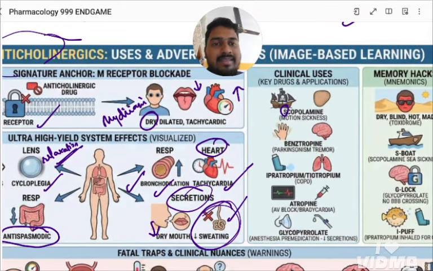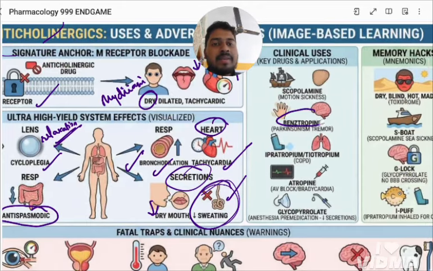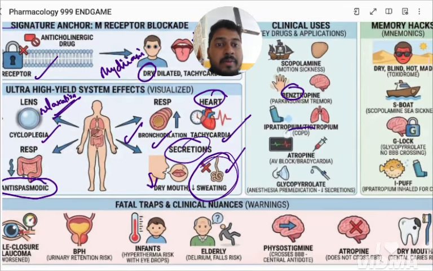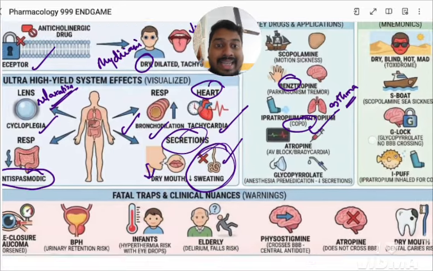Now what are the clinical uses of anticholinergics? Scopolamine is used for seasickness, that is motion sickness. It comes as a patch. Benztropine is again an anticholinergic which is used in Parkinson's tremors. Next are ipratropium and tiotropium. Ipratropium and tiotropium are used for COPD management. They are also used in asthma management because they cause bronchodilation.